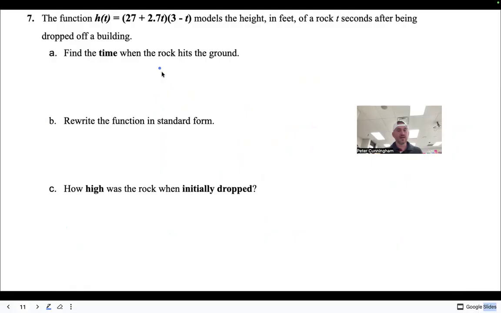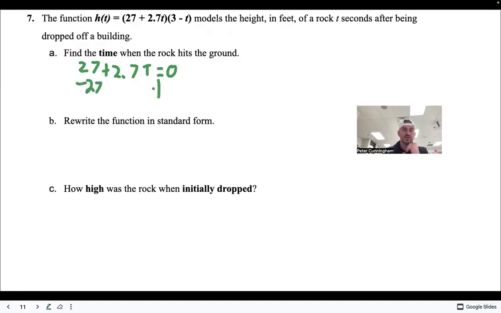All right, find the time where the rock hits the ground. If we're modeling here, basically, what is this question asking? It's asking if you had a parabola, right? Like if this is going to be modeled with this, we're trying to find out where the zeros are, right? So we need to know where the rock hits the ground. That's just asking you to find zeros. So 27 plus 2.7t equals 0.